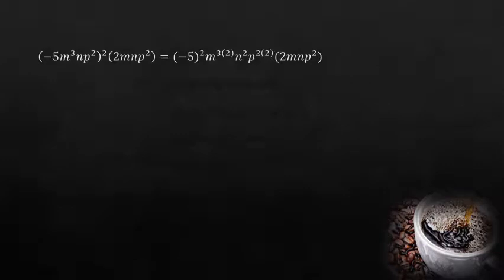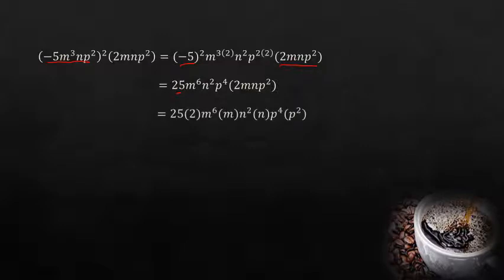So let's say we have this algebraic expression. We want to multiply negative 5 m cubed n and p squared, and this whole thing is raised to the power 2 and multiplied to 2mn p squared. So first, because we are raising this to the power 2, we need to distribute first the power 2 to each of the factors. So what we'll have is negative 5 raised to the power 2, m cubed n raised to the power 2, and we copy the second factor, and then we simplify. So negative 5 squared, that's negative 5 times negative 5, becomes positive 25. M to the power 6 n squared p to the power 4 multiplied to 2mn p squared.